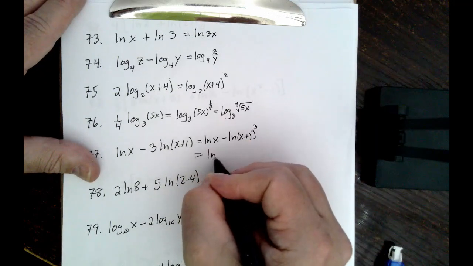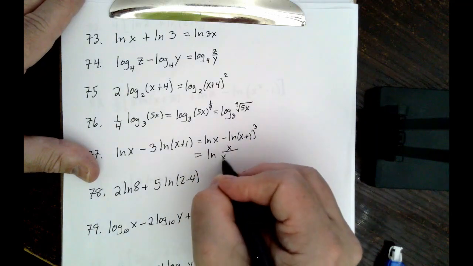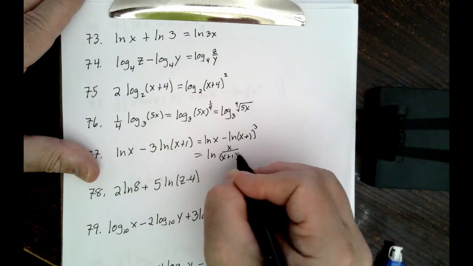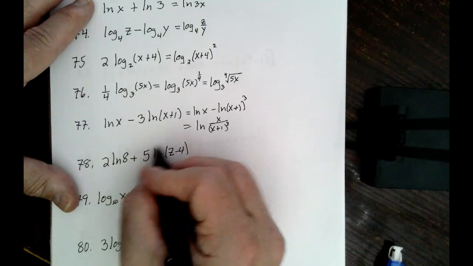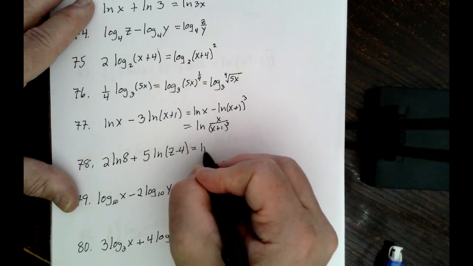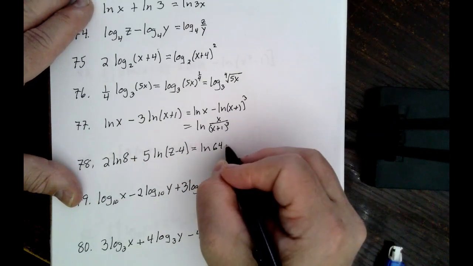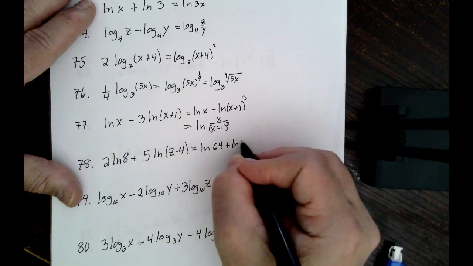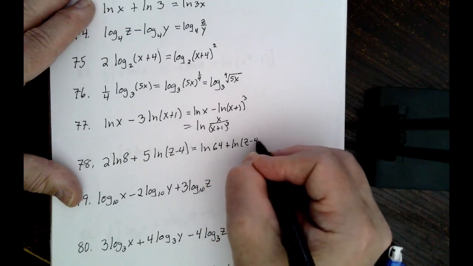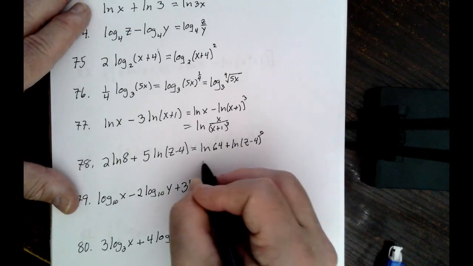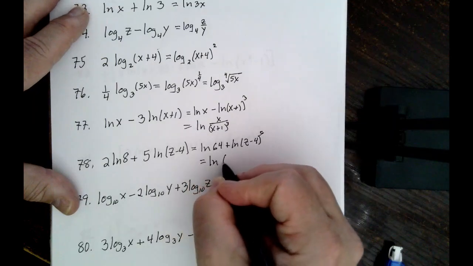And so now this becomes x over x plus 1 cubed. I bring the 2 up top and the 5 up top, so you get ln of 8 squared is really just 64. And this one becomes ln of z minus 4 to the 5th. Addition becomes multiplication.